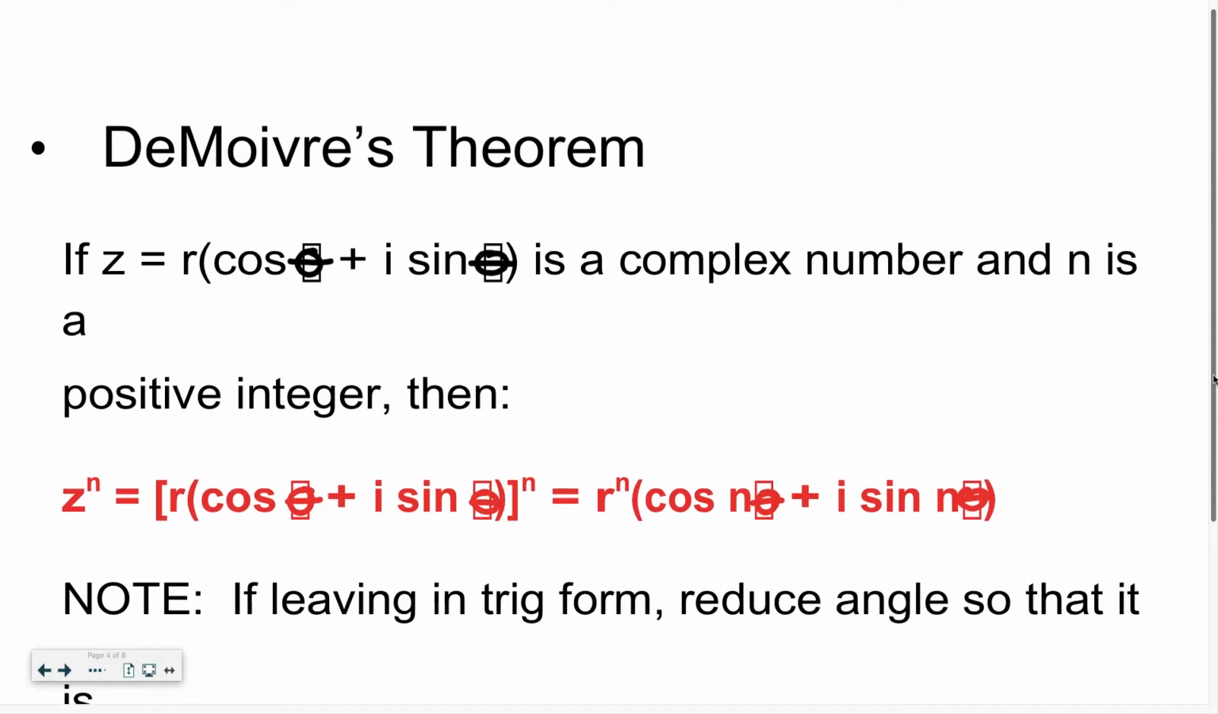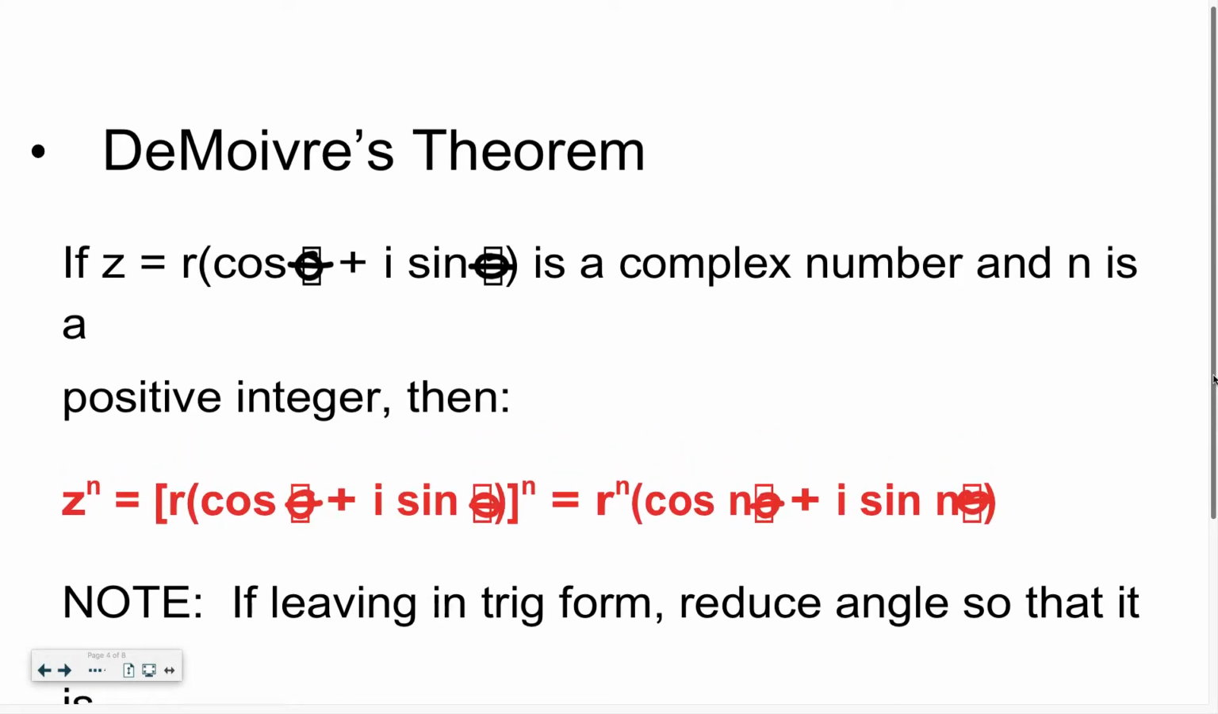Also keep in mind whether you want to write this down again or not, but if you're leaving it in trig form, you better reduce that angle to be less than 360. Don't you think you're going to get some pretty big angles if you're taking that angle times a number? Before we were just adding two angles together, now we're multiplying by a number. So if your angle is 300 degrees and your power is 5, you have an angle of 1500 degrees, you're going to have to keep subtracting out.